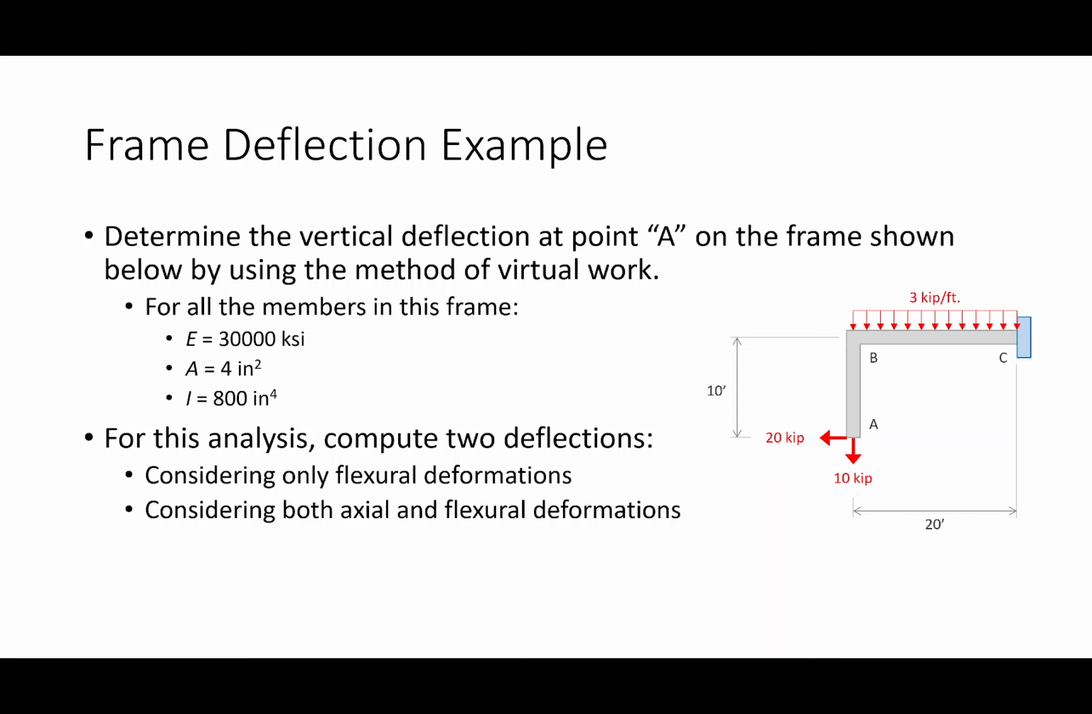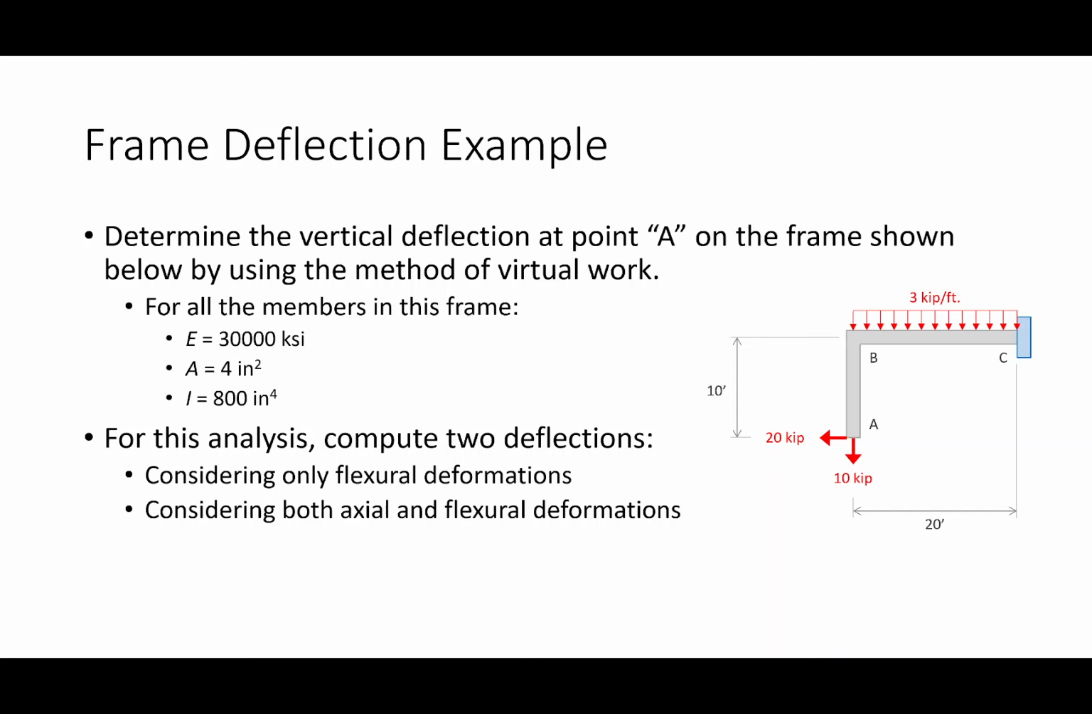I want to go through this example. This is a pretty simple frame. And I want to determine the vertical deflection at point A. So we're only going to look at one deflection, because I think if you know how to do one, you know how to do them all. And we're going to investigate the deflection in this structure looking at both flexural deformations and then axial plus flexural. And you probably saw it on that slide, but axial deformations, as you're going to see, don't really matter all that much.